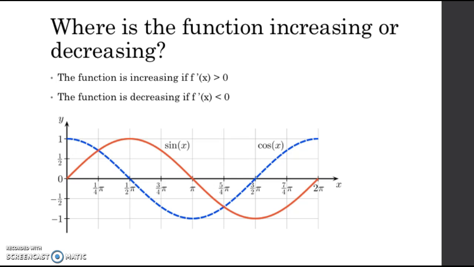This graph shows the function f of x is equal to sine of x in the red solid line, and its derivative f prime of x is equal to cosine of x in the blue dashed line. You can see that on the x values where the first derivative is negative, the function is decreasing. And you can see on the x values where the first derivative is positive, the graph of the function is increasing.